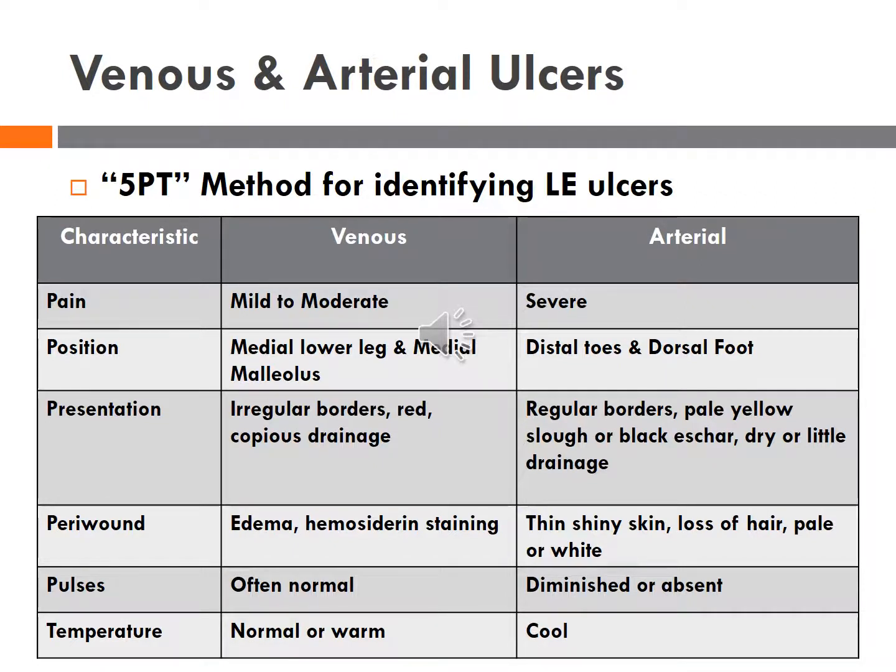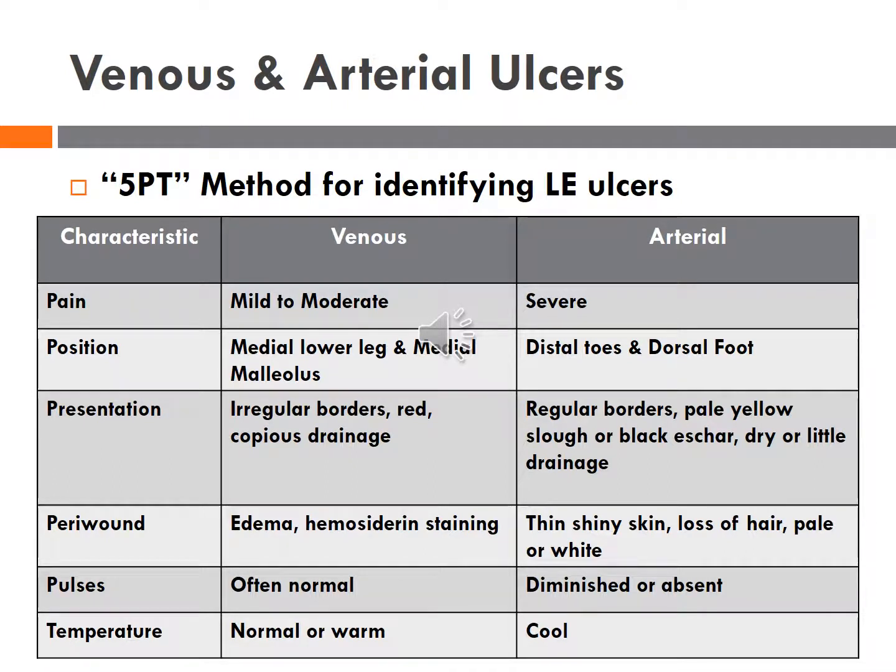What do they look like? Venous ulcers have irregular borders. Usually they're red, and they have lots and lots of drainage. Arterial wounds, on the other hand, have really regular borders. They're usually circular. They're pale tissue, whether it's yellow, dry, or black eschar. They usually don't have very much drainage.